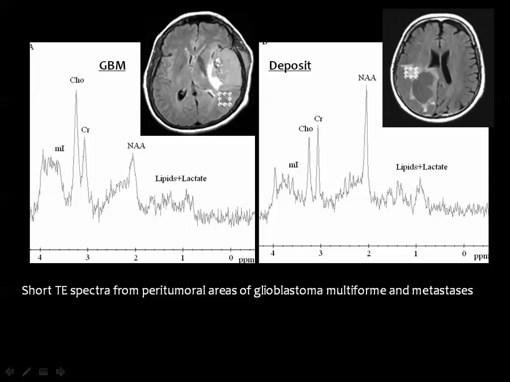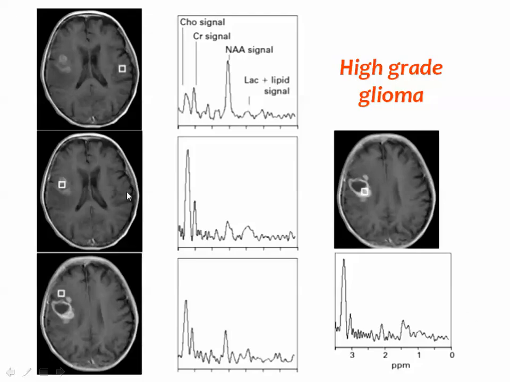On the opposite side, if you put the voxel outside the margin of a metastatic deposit, you will get normal brain spectrum, increase in NAA, creatine, and choline. And this means that the metastasis has a well detectable margin on imaging, but glioma has no detectable margin on imaging. And this is an example. And you see here, this voxel is on the normal brain tissue, and you got normal spectrum. And this voxel and this one are placed on the enhancing part of the tumor, and you got tumor spectrum.